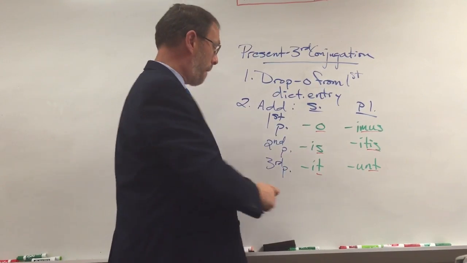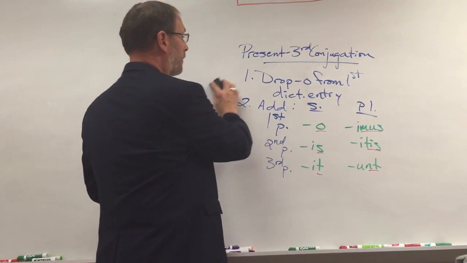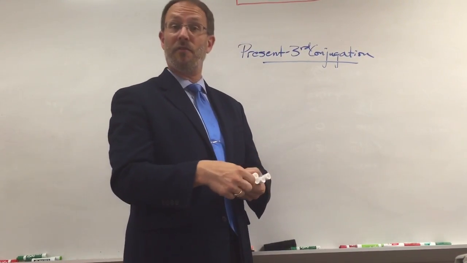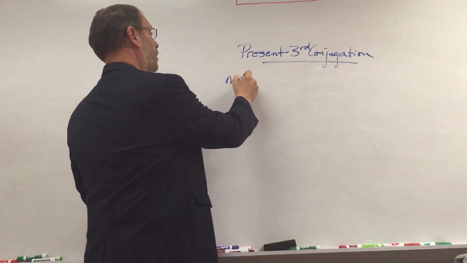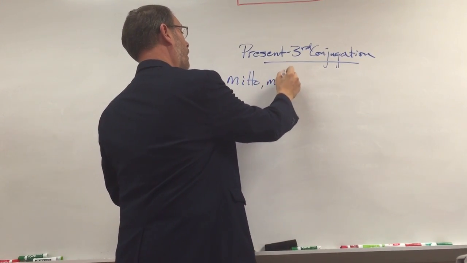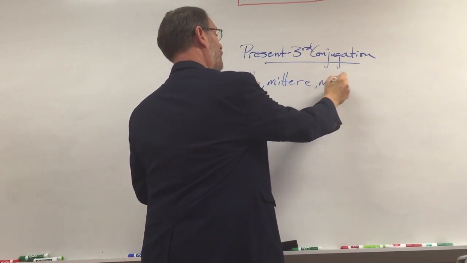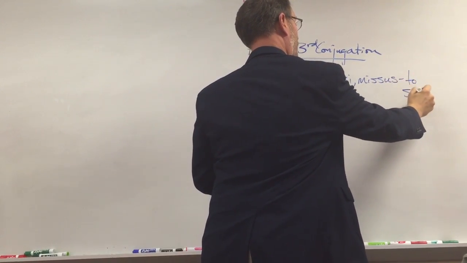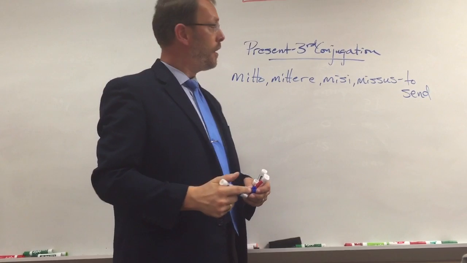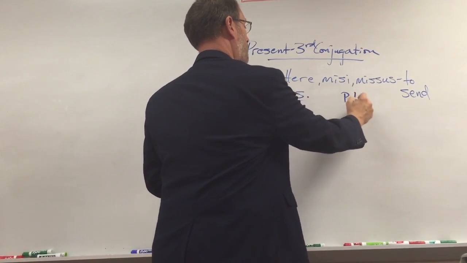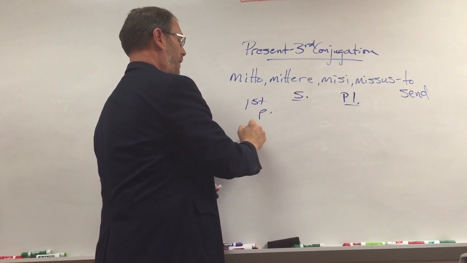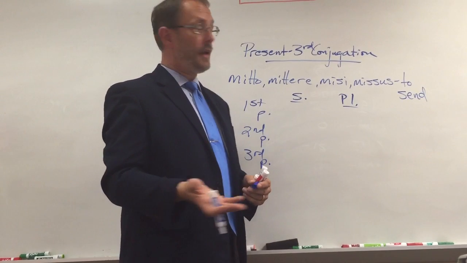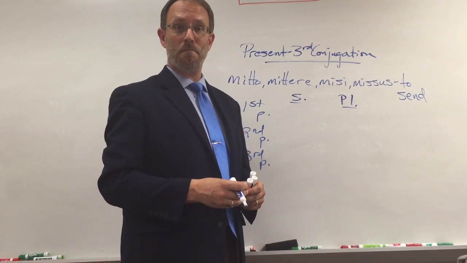So let's take a practice right now. If this is our set of endings, let's take one of those verbs from page 135. Let's try the verb mitto. So we'll go with mitto, mittere, misi, missus, to send. The verb that means to send. Okay? So we'll set the chart up, singular and plural, our persons down the side, first, second, and third. And right now, go ahead and pause the video and see if you can conjugate that verb in present tense.